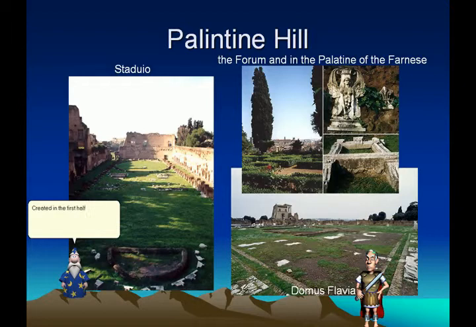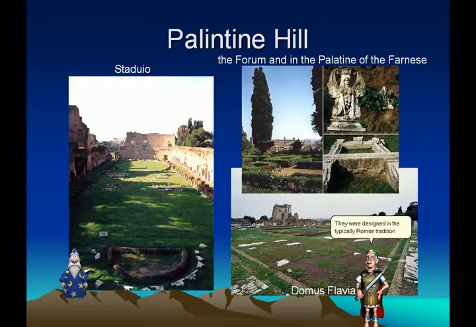Created in the first half of the 16th century by Vignola for Alexander Farnese, nephew of Pope Paul III. The garden was among the earliest botanical gardens in Europe. They were designed in the typically Roman tradition of the vigna, originally a vineyard and later a pleasure garden. Oh, to walk through a garden.